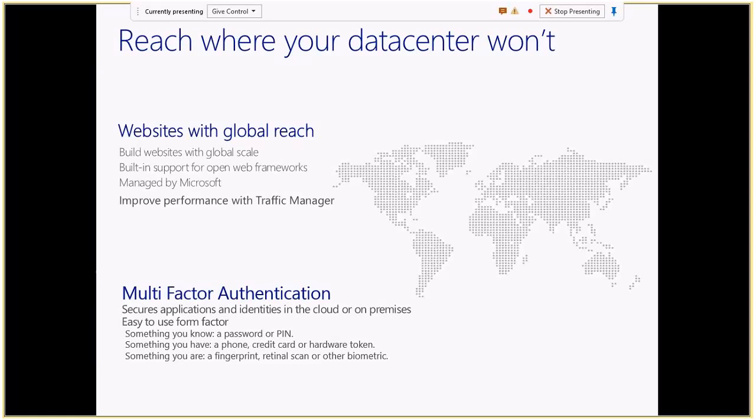Multi-factor authentication is very inexpensive, very easy to configure, and for any type of financial organizations, utility organizations, things like that, that's something that we've seen a lot of interest in and seen a lot of companies adopt quickly.